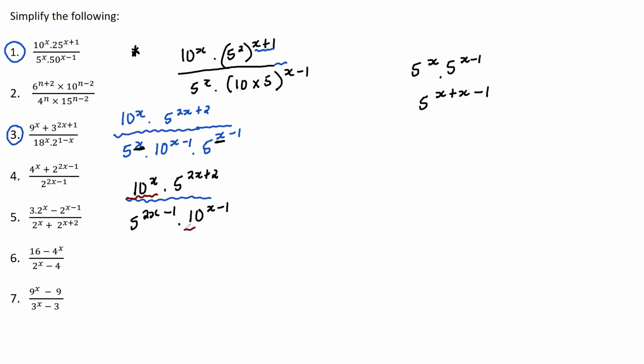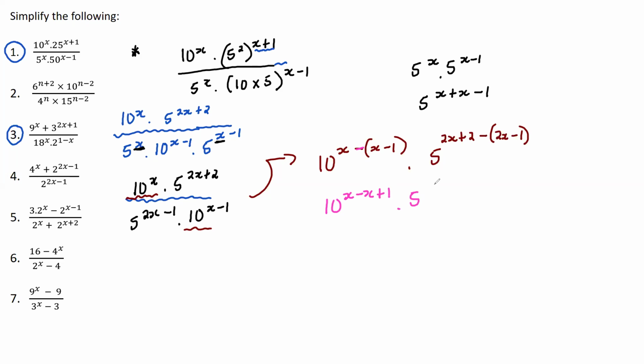Let's deal with the 10s. It's as good as saying 10 to the power x minus, don't forget the brackets, 10 to the power x minus 1. Let's deal with the 5s. Top power 2x plus 2 minus bracket 2x minus 1. Do not forget the brackets. When you open them up, I'm doing it old school, minus and minus gives you a plus 1.